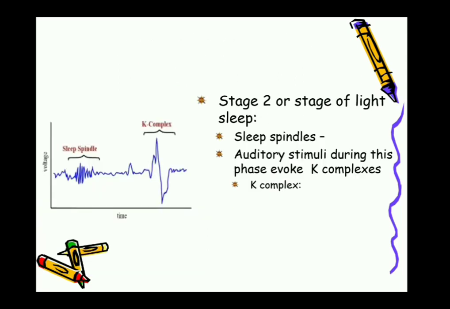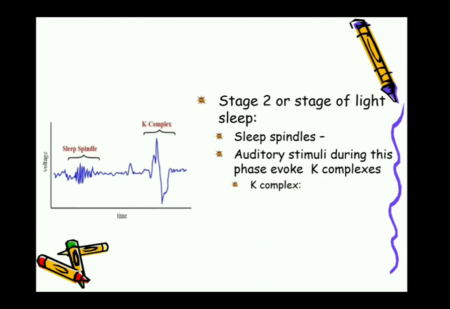Stage 2, which is also known as stage of light sleep. Here, there is appearance of sleep spindles, you can see here in the diagram. These sleep spindles are superimposed by low voltage delta waves during this stage. Now, what is a sleep spindle? They are short spindle-shaped bursts of alpha waves that occur periodically, and the frequency of sleep spindle is 14 to 15 Hz.